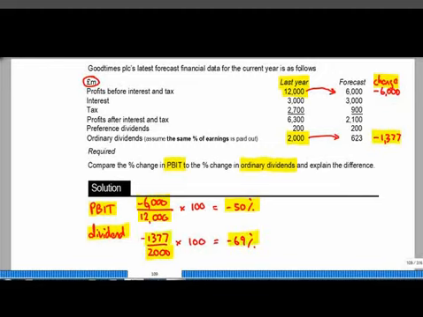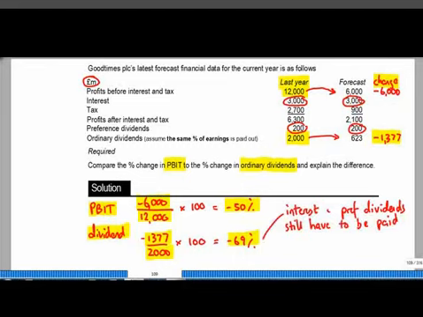So we can see that ordinary dividends have fallen much more dramatically than profits, and this is a good illustration of financial risk. And the reason that it's happening is because as profits fall, we've still got to pay the interest, and we've still got to pay the preference dividends. And that creates a fixed cost base, a financial fixed cost base, that makes dividends quite volatile. So ordinary dividends are falling by more than profits because interest and preference dividends still have to be paid.